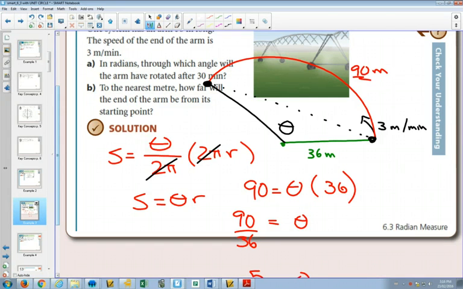What did I just make by drawing that dotted line? A triangle. Tell me everything you know about that triangle. The two sides are 36. Good. This side also is 36. And now instead of theta, what can I write here? 2.5. That's the angle.